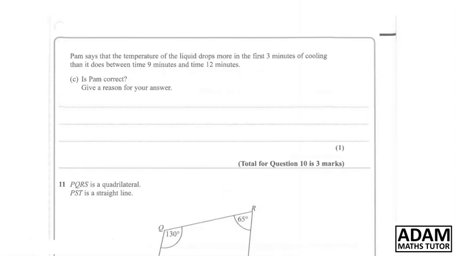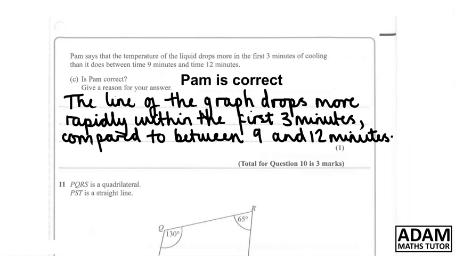Part C. Pam says that the temperature of the liquid drops more in the first 3 minutes of cooling than it does between 9 and 12 minutes. Is Pam correct? Give a reason for your answer. Pam is correct. The line of the graph drops more rapidly within the first 3 minutes compared to between 9 and 12 minutes.